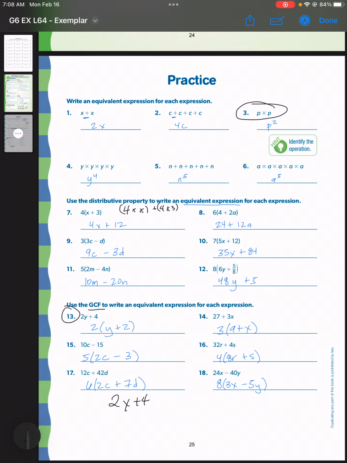In this expression, 2y plus 4, I am going to ask myself, what is the greatest common factor between 2 and 4? I know that 2 goes into both 2 and 4, so I'm going to write that down. Now, when I find the greatest common factor, I need to divide. I need to divide 2y by 2. That's going to leave me with a y. And 4 divided by 2, that's going to leave me with a 2. And then I bring down my addition sign. So I'm doing the inverse of the distributive property here. And then I would allow students to try questions 14 through 18.